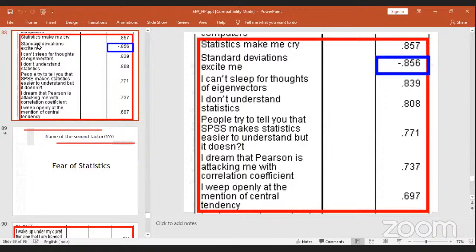Sir, then I should do it during factor analysis only? Yes. Ideally, you should do it when you are performing factor analysis, because there is an option for it. Thank you, sir.